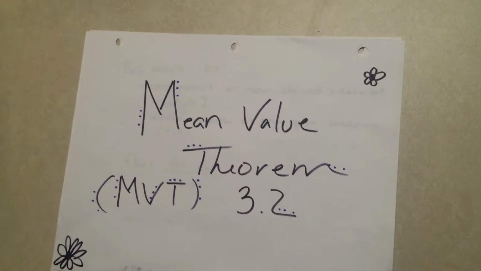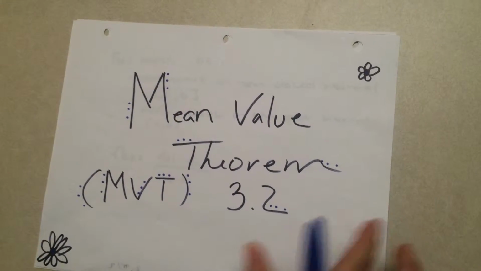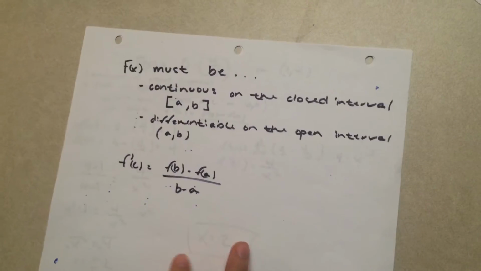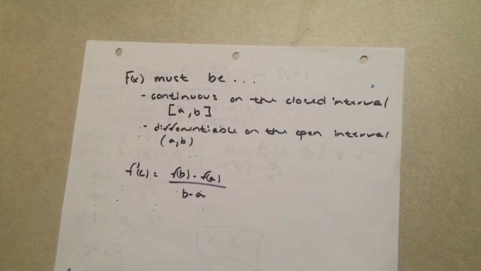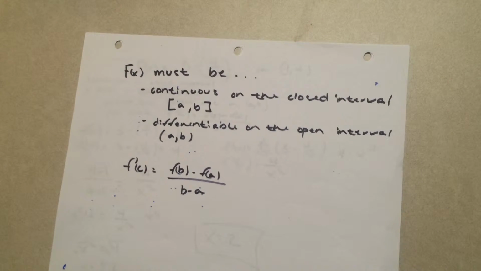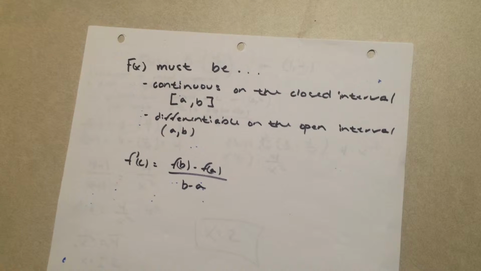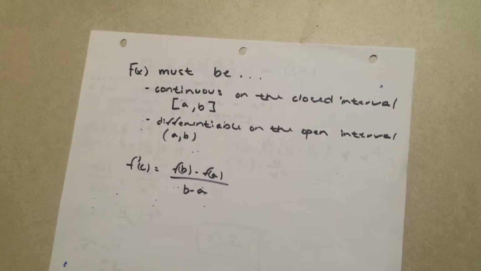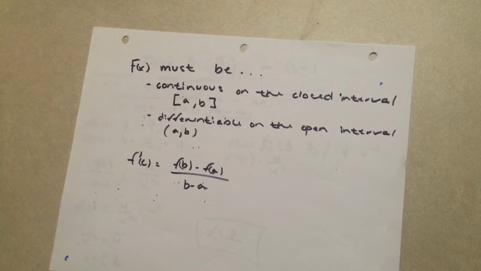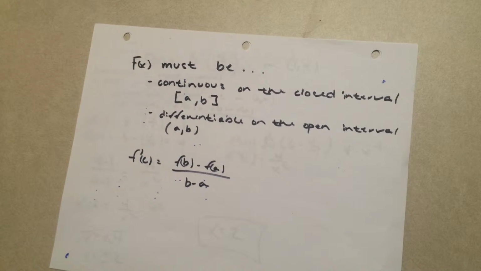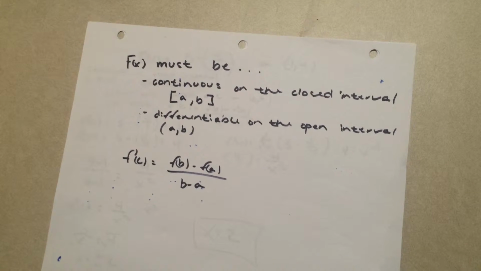Today we're going to be learning about the Mean Value Theorem, or MVT, in section 3.2 of your textbook. To be able to do MVT, you must go through two stipulations. The first one is that the function f of x must be continuous on the closed interval a to b. So on that interval there can't be any jumps or discontinuities or anything. And the second one is that the function must be differentiable on the open interval between those two points.